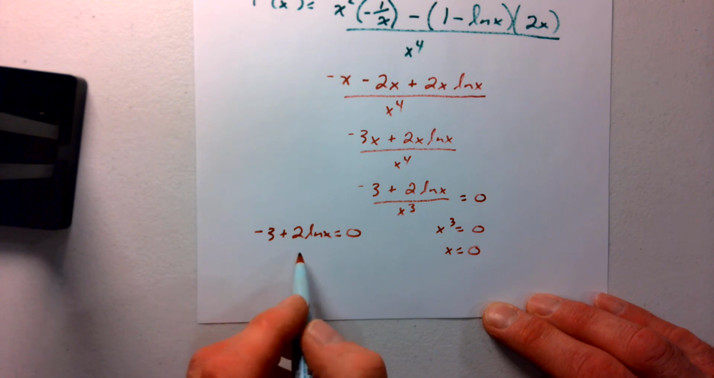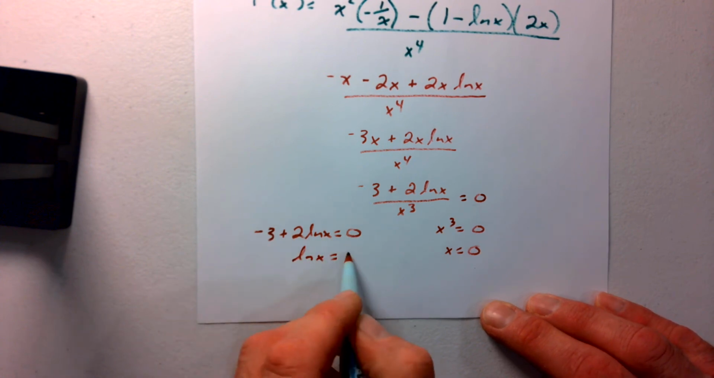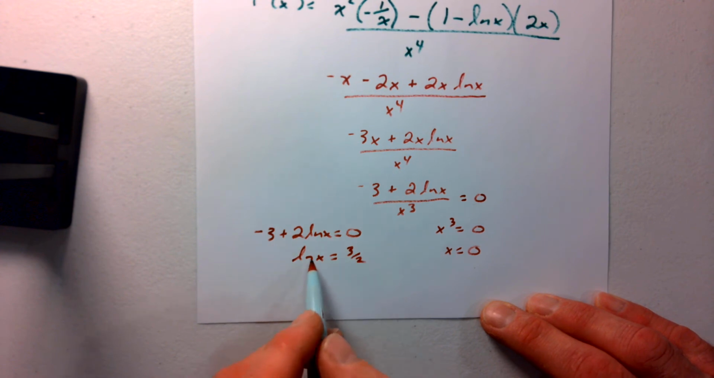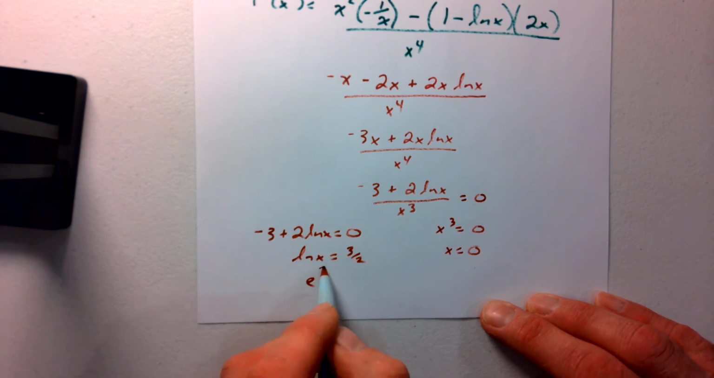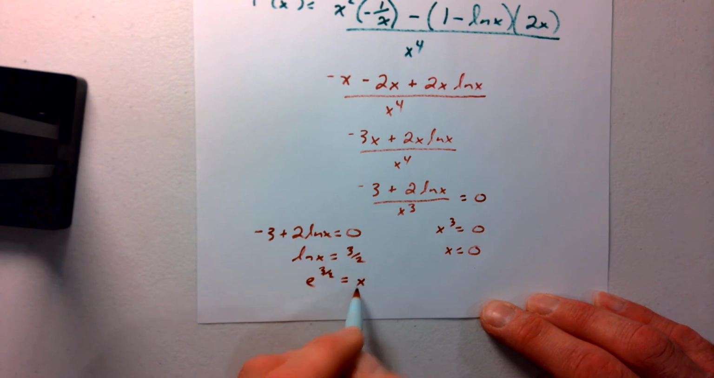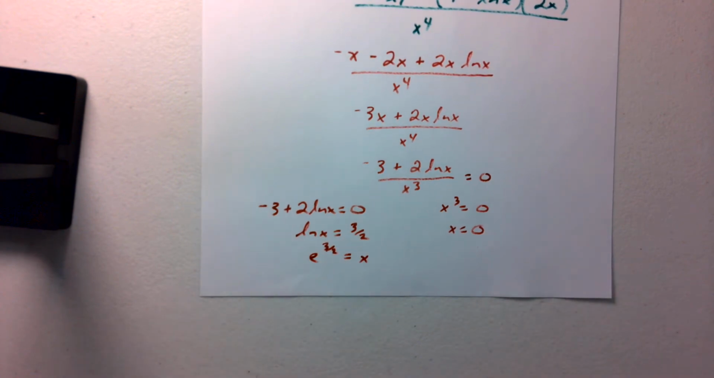Over here, a little more complicated. I'm going to add 3 and divide by 2. So the natural log of x equals 3 halves. Now I'm going to go ahead and change it to an exponential, so change it to e. So e to the 3 halves equals x. And now I can go ahead and set up my intervals.